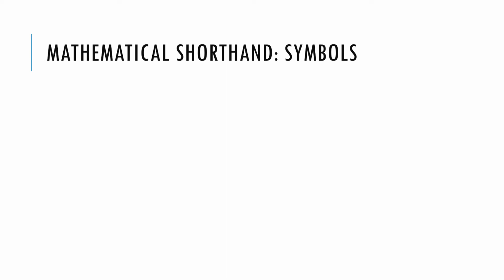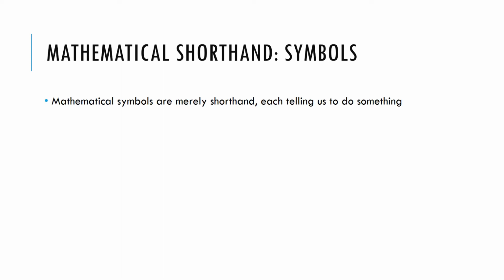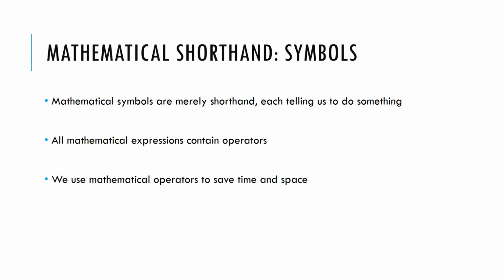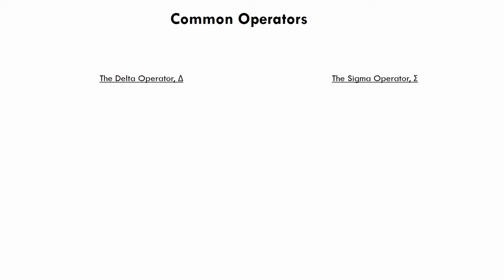Symbols are used in mathematics, and these are essentially a way of writing things in shorthand. These symbols tell us to do something. All mathematical expressions contain these operators or symbols, and we use mathematical operators to save space and time. So there are some common operators that we use in chemistry. Some of them you're obviously very familiar with, some of them you may not be.